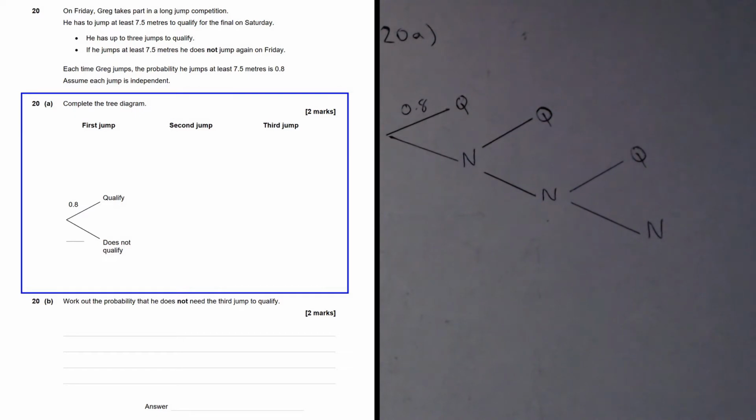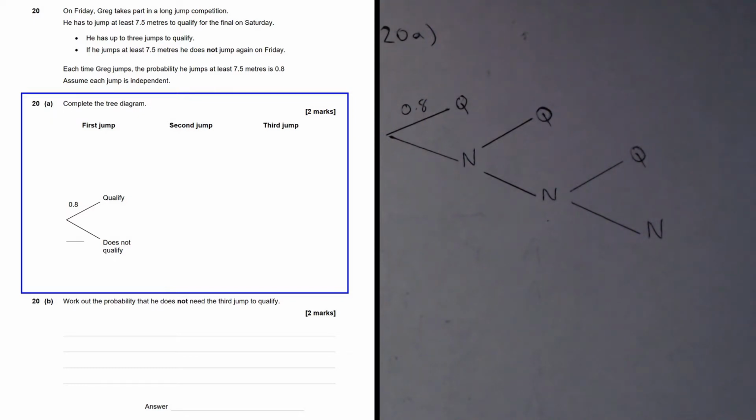So in question 20, we are told that on Friday, Greg takes part in a long jump competition. He has to jump at least 7.5 metres to qualify for the final on the Saturday. He has up to 3 jumps to qualify. If he jumps at least 7.5 metres, he does not jump again on the Friday. Each time Greg jumps, the probability that he jumps at least 7.5 metres is 0.8. We assume that each jump is independent.